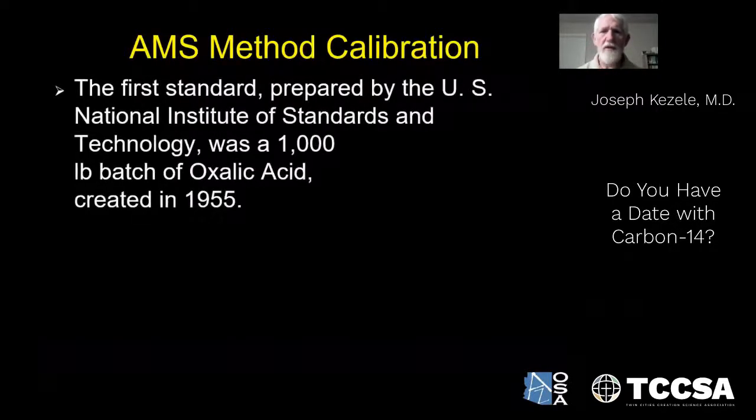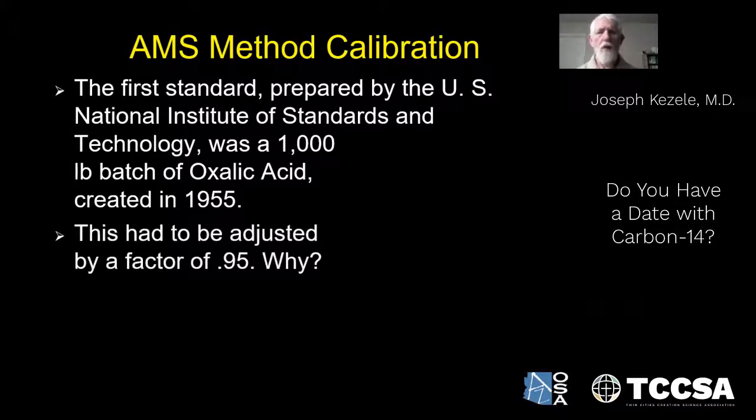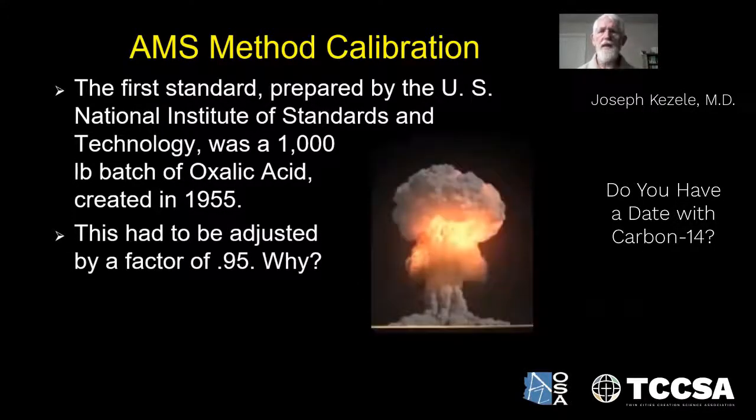For the accelerator mass spectrometer, they used a batch of oxalic acid made in 1955, and then they had to adjust it. And the reason is the nuclear testing in the atmosphere that was going on in the 1950s, altering ratios once again.